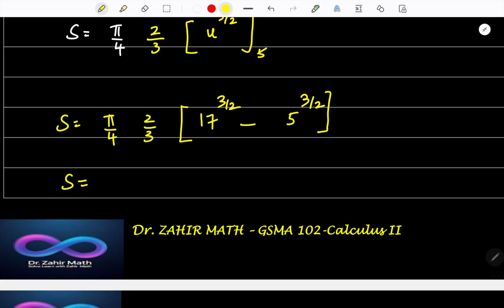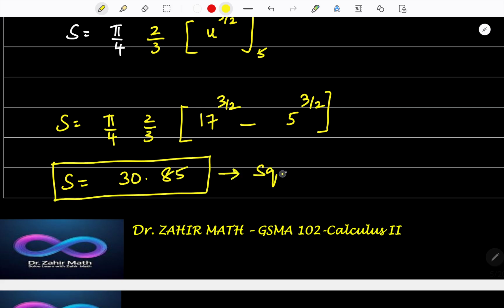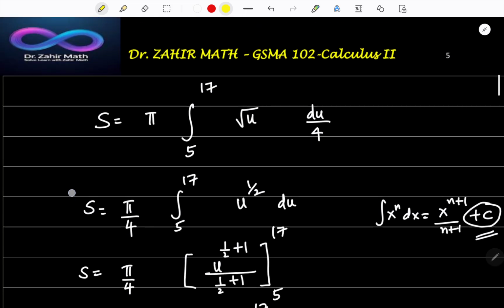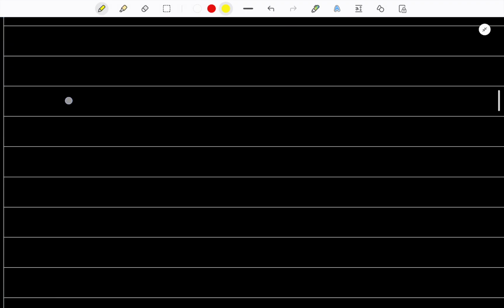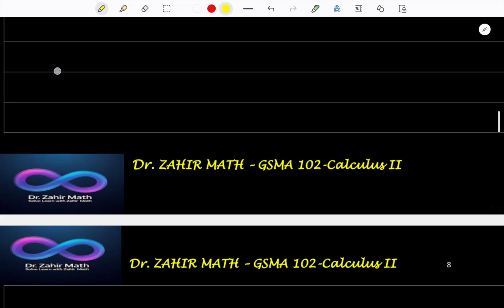Right, which is equal to, I got it as 30.85. Surface area is not in cubical units. It's in square units. Keep that in your mind. The problem is too lengthy, but the idea is, if you are very familiar with integration, it goes very easily.